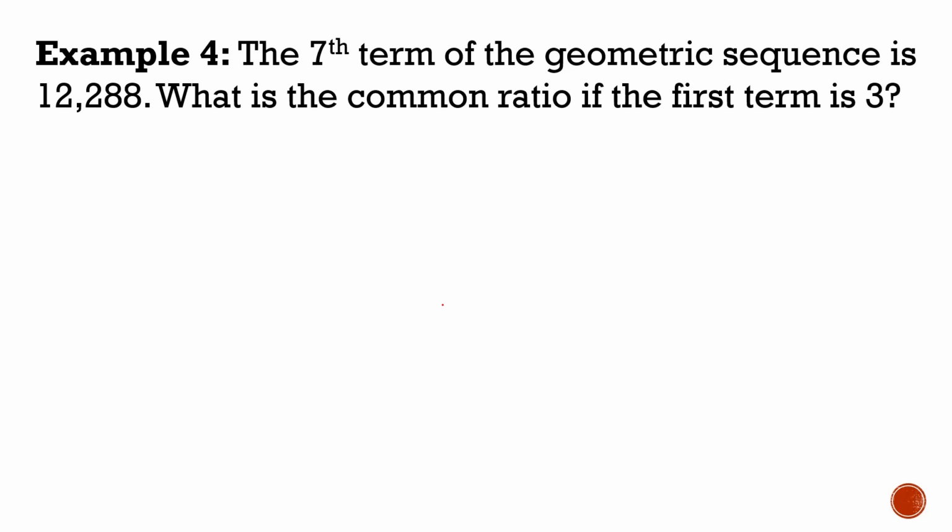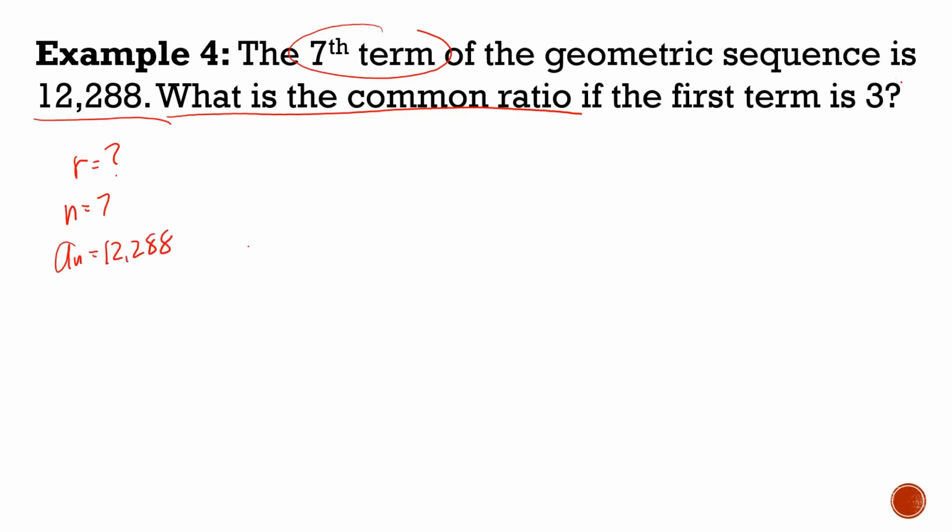Okay, let's go to the fourth example. Here what's missing is the common ratio. So the seventh term of the geometric sequence is 12,288. What is the common ratio if the first term is 3? So what's missing here is the common ratio. That's our r. Again, this seventh term is our n. This is an, and then this is our first term. So that's all the things that we need. Use the formula now to find the common ratio.